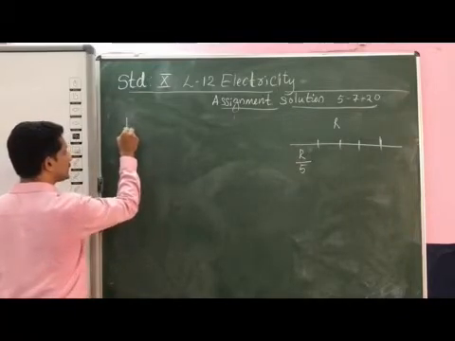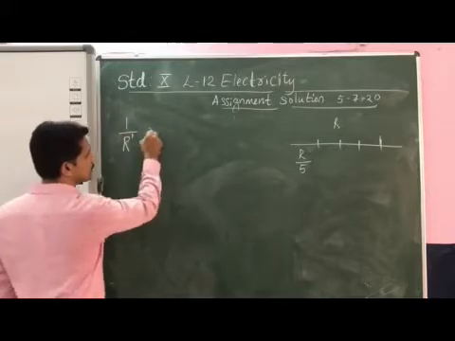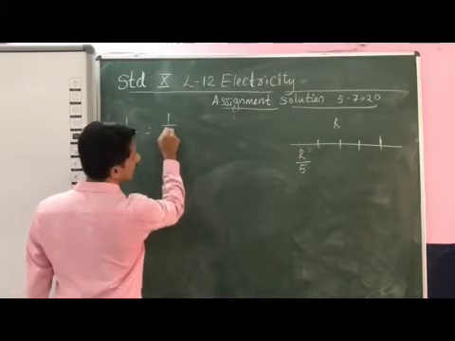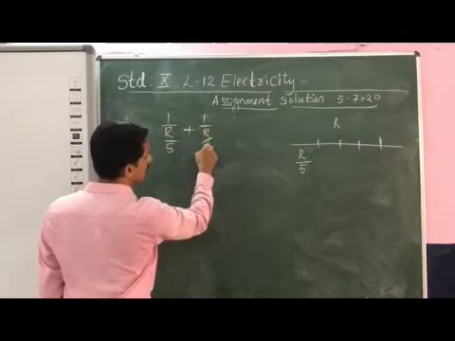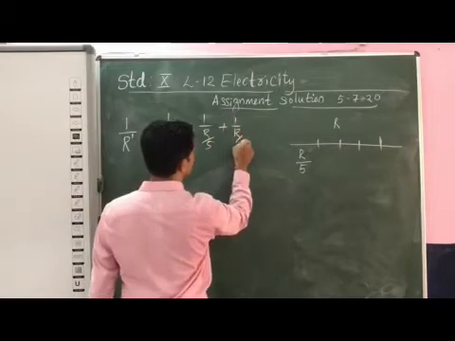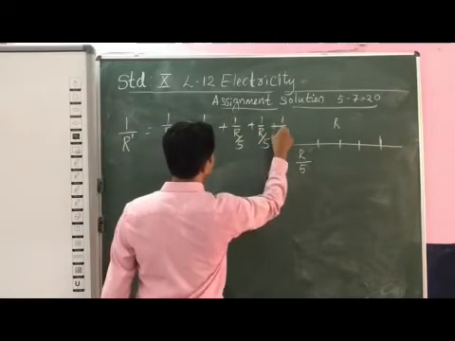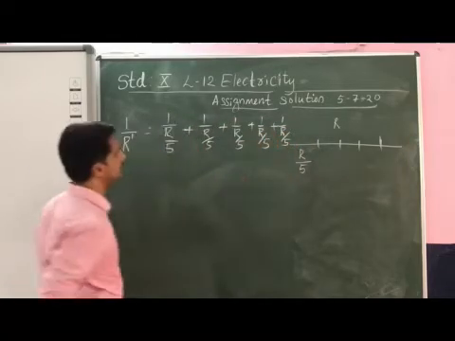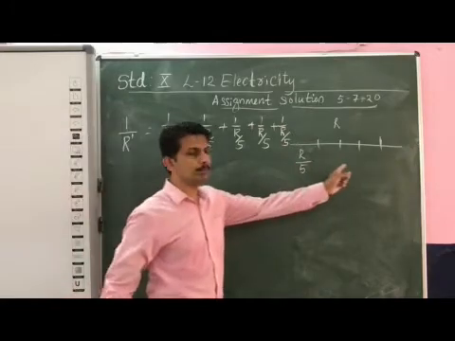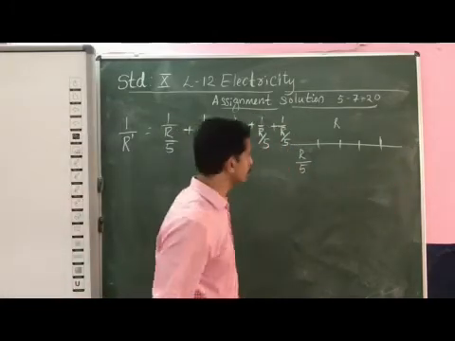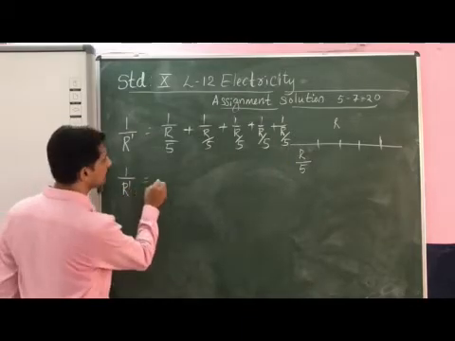So 1 by R dash is equal to what? 1 by R by 5 plus 1 by R by 5 plus 1 by R by 5 plus 1 by R by 5. One more is there, no? Yes, 1 by R by 5. So there are 5 pieces which are connected in parallel in this combination, so we can calculate the effective resistance. 1 by R dash is equal to, what is the LCM?